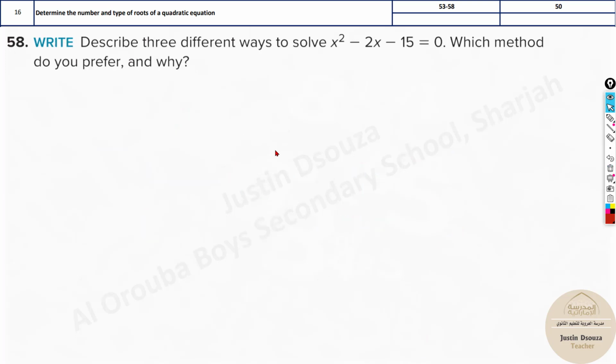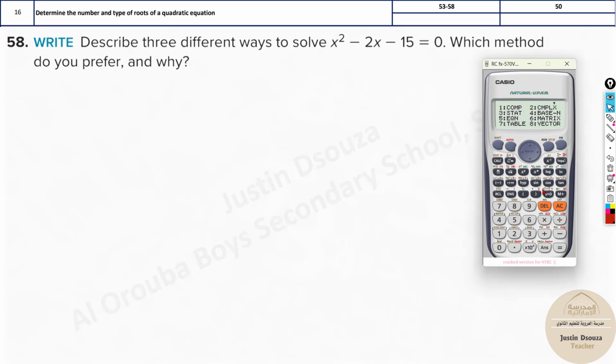And here they describe three different ways to solve this. Solve this such that you have to find the zeros. How do you solve it? One way is the calculator method, right? The other is the factors method. Let's use a calculator and check. Here you just press mode 5 and 3 and then substitute 1, minus 2 and minus 15. The answer is 5 and minus 3.